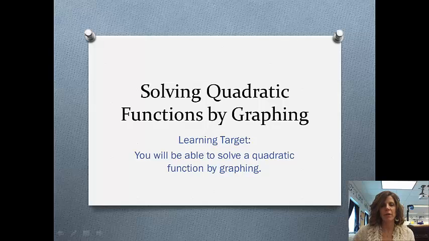Now that we have graphed quadratic equations and written formulas for quadratic functions, the next thing up is solving. At the end of this lesson, you'll be able to solve a quadratic function by graphing.